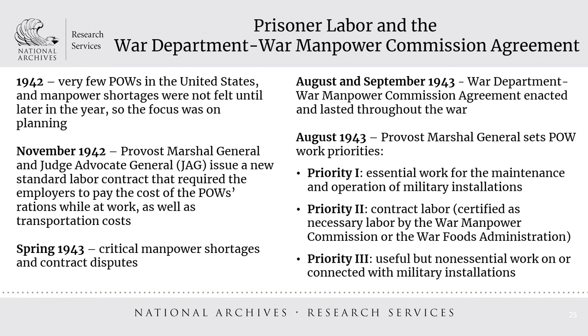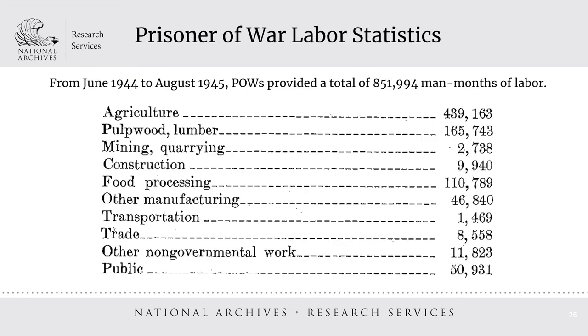In response to this agreement, and in accordance with the Geneva Conventions, the Office of the Provost Marshal General outlined three levels of priorities for POW labor. That POW labor was calculated in terms of what's known as man hours and man months, or the amount of work that the average man could be expected to complete in 1 hour or 1 month. During the 15-month period from June 1944 to August 1945, enemy POWs provided over 850,000 man months of labor in critical industries like agriculture, lumber, food processing, manufacturing, and more.